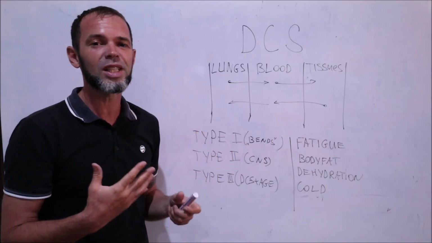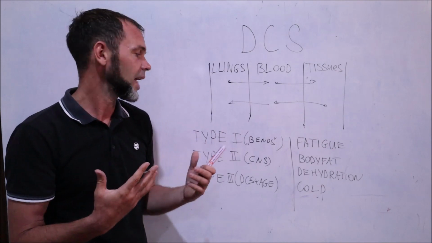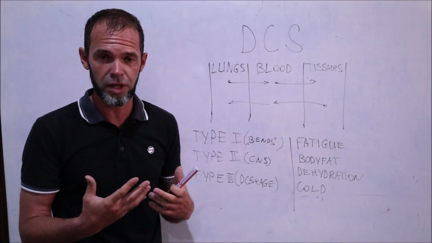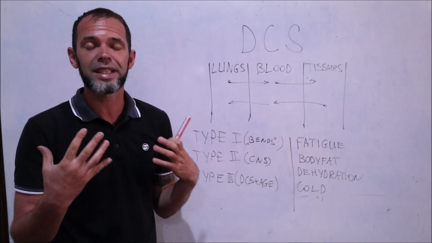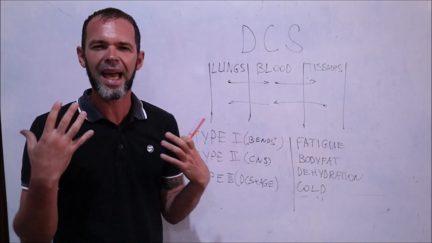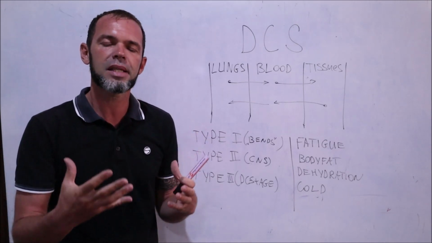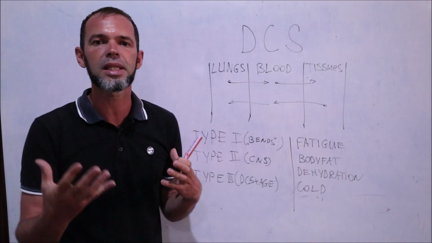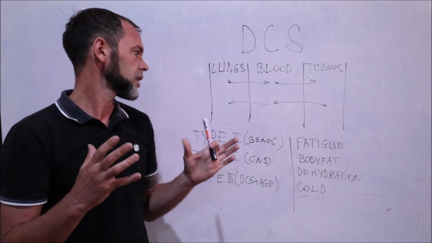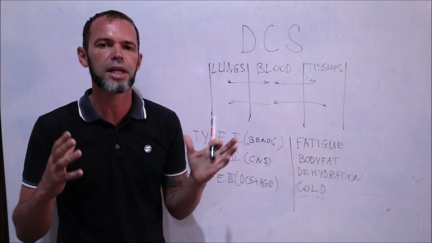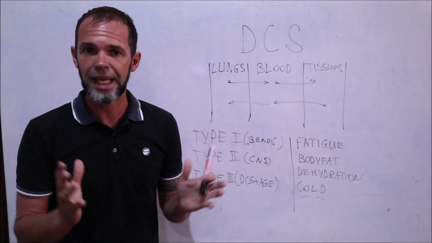So type number two is when decompression sickness affects the central nervous system, and this is a much more dangerous decompression sickness type. The small symptoms can include fatigue and maybe headache. This is the most common symptoms, but there are bigger symptoms such as paralysis and ultimately death. So this is why type 2 decompression sickness is much more severe, and again should be avoided by any means.